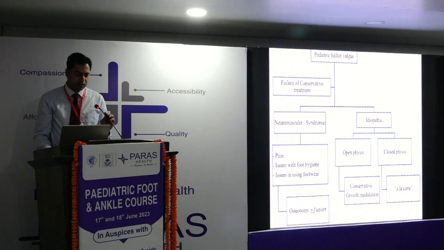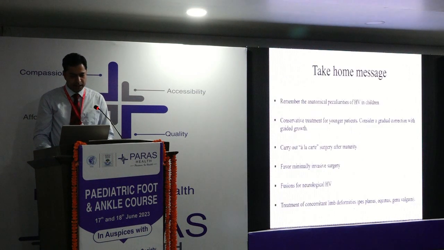So to conclude, this algorithm can be followed where all the cases receive a trial of conservative treatment, and if it fails, an appropriate surgical procedure can be chosen depending on the age of the patient and the type of pathology. And the take-home message is, remember the anatomical peculiarities of hallux valgus in children. Conservative treatment is the first choice for younger children, though you can consider growth modulation at this age if sufficient growth is remaining. Carry out a la carte surgery after maturity.